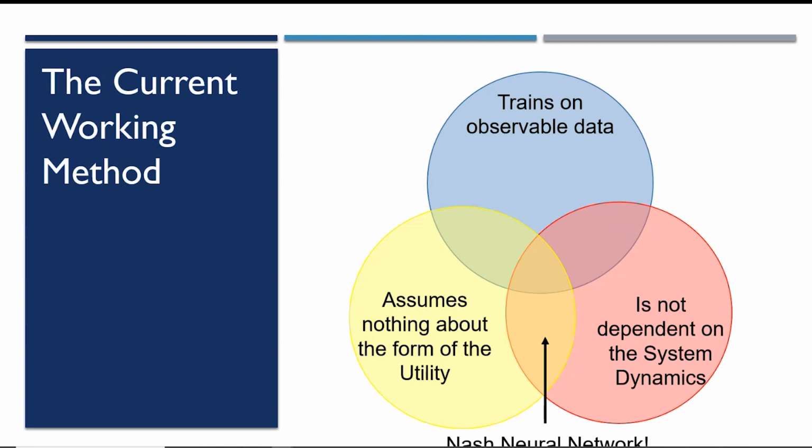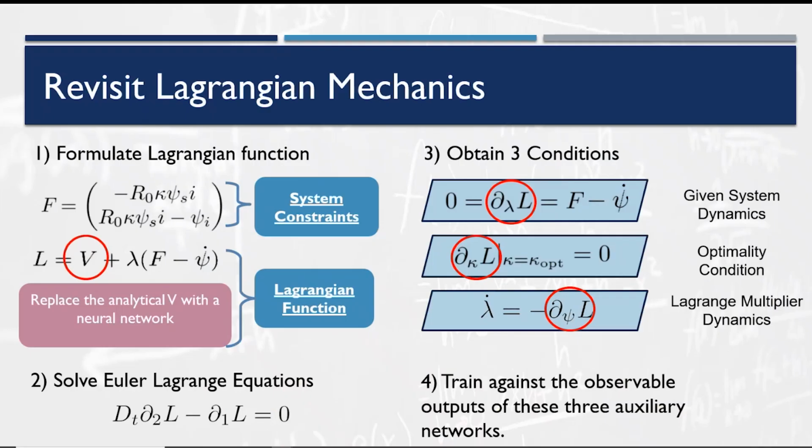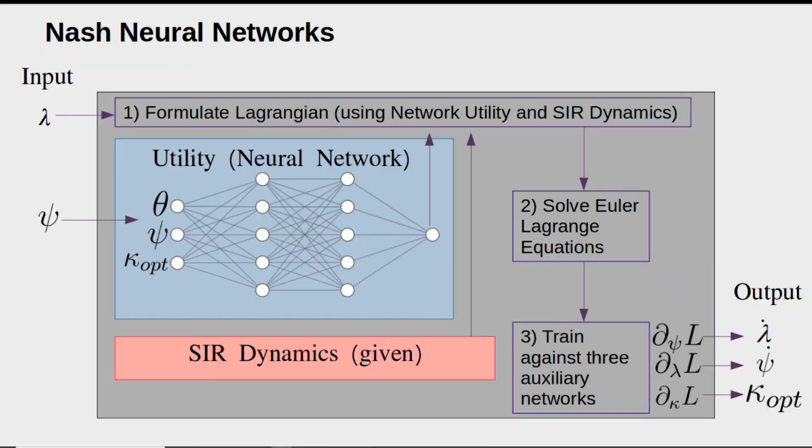So to go quickly over how this method works, to revisit our Lagrangian mechanics quickly: before, we had this analytical form of the utility V. What if we were to simply replace that with a neural network? At that point, we get some network schematic that looks like this. Our inputs to the network are those dastardly Lagrange multipliers and the state of the epidemic, which is definitely observable. We can plug that into some neural network which corresponds to our utility function.